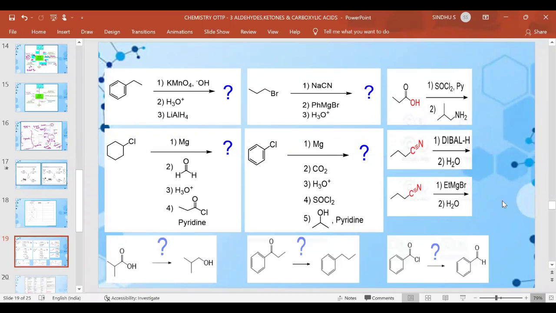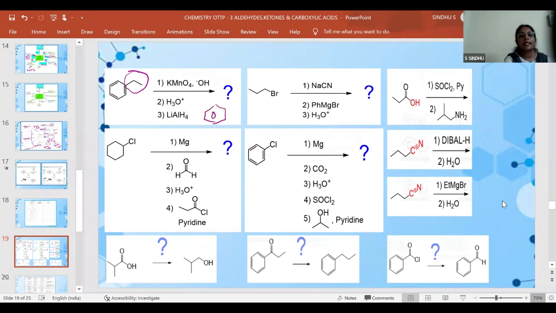Potassium salt of benzoic acid, potassium benzoate. And further I will give benzyl alcohol. So the first product is right, teachers. Alkaline KMnO4 followed by acidification will convert this to benzoic acid, and lithium aluminium hydride results in benzyl alcohol.